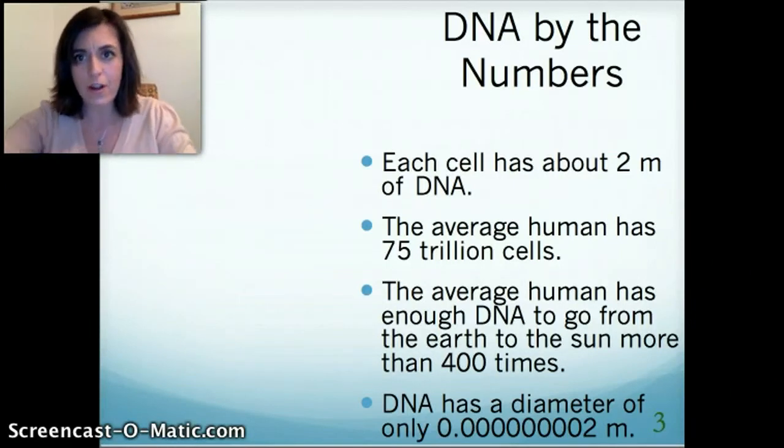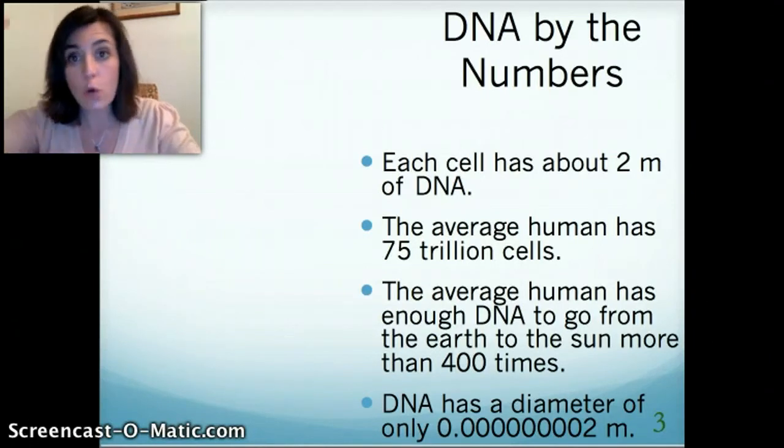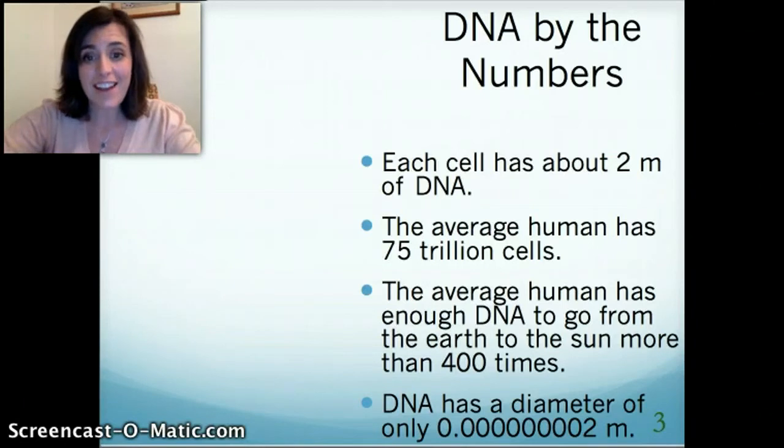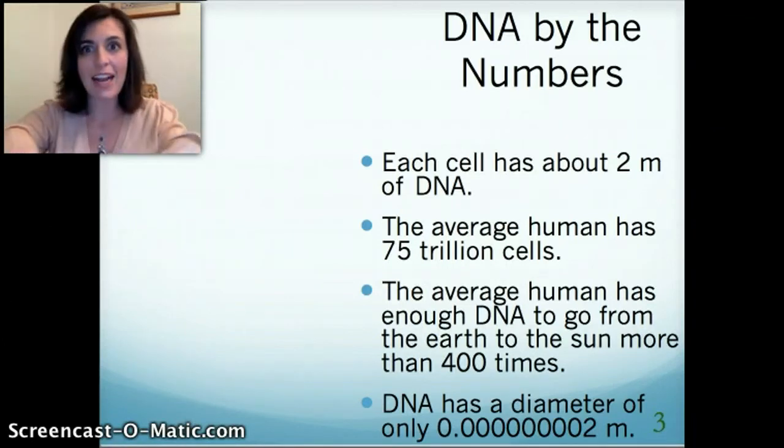Remember we looked at those cells under the microscope? Super tiny. And you get 2 meters of DNA packed in each one of those? That's crazy cool. And think about this even further. Your average human has about 75 trillion cells. So if you do the math, that is 150 trillion meters of DNA in your entire body. And that is enough DNA that you can go from the earth to the sun between 400 and 600 times. That is crazy cool, all of that in your body. That is so neat. Isn't science awesome?